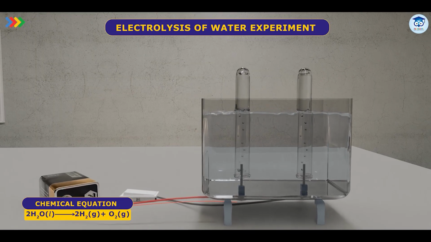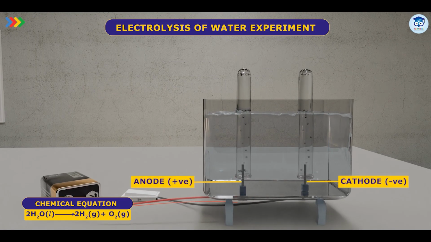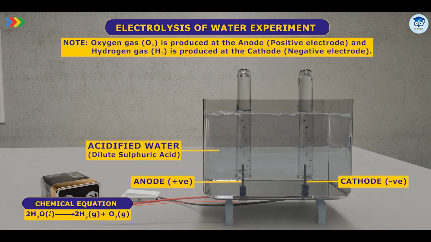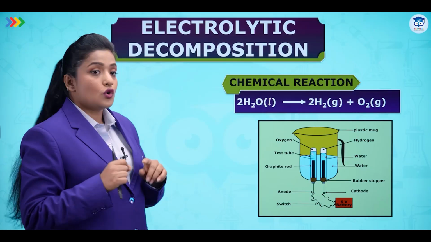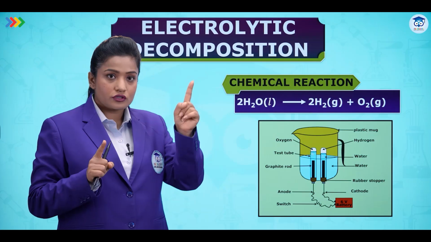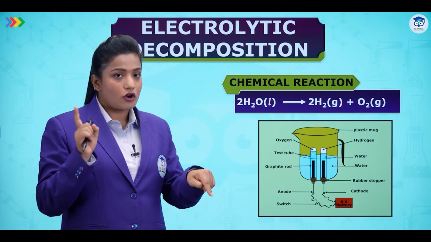One more thing that we observe over here is that once the electric current passes through the acidified water, the acidified water will break down to give us 2 gases, hydrogen gas and oxygen gas. Oxygen gas is always formed at anode and hydrogen gas is always formed at cathode. So vowels will come together: oxygen will form at anode, hence hydrogen will form at cathode.